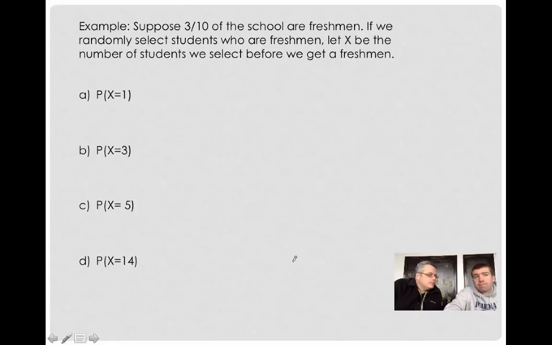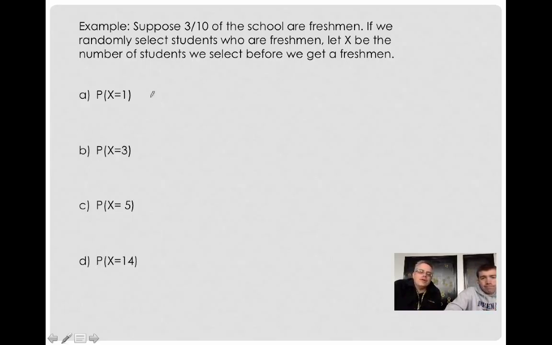All right, what's the setup? Suppose 3/10 of the school are freshmen. We randomly select students until we get a freshman. Let X be the number of students that we select before we get one. We're also assuming that we are putting the kids back, so with replacement. Imagine you're sitting in the auditorium, the whole school's there, and one kid comes up on the stage. If they're not a freshman, we send them back, and there's a chance that they could be selected again. So with replacement, kind of like cards.